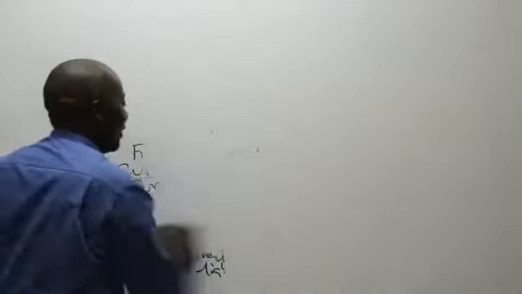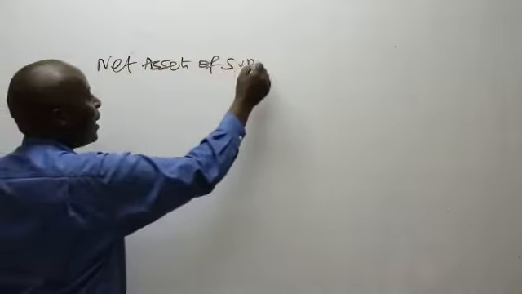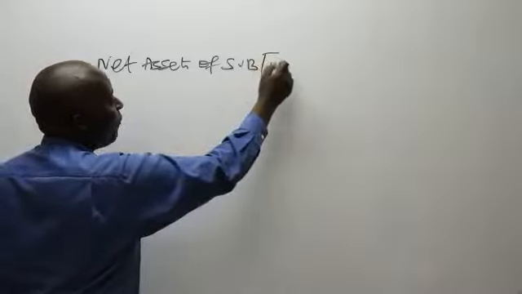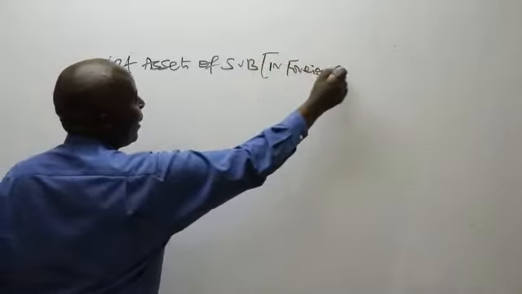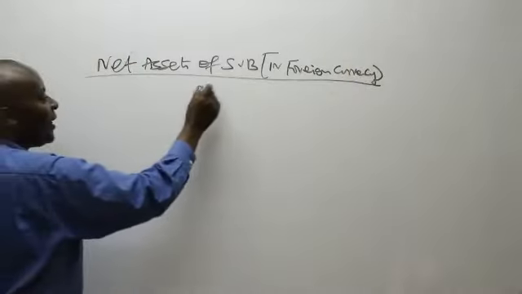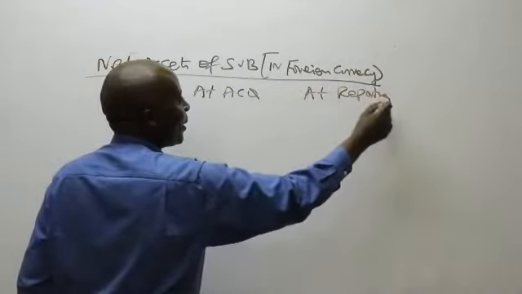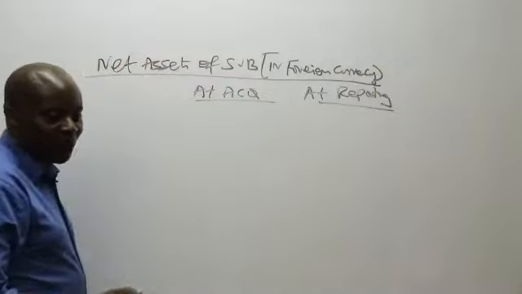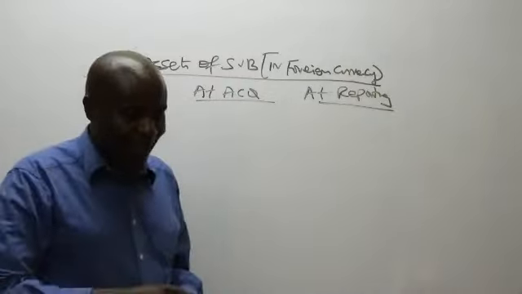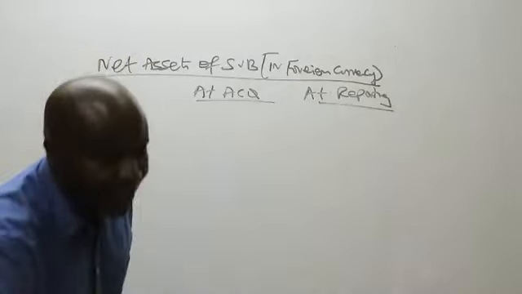So to finish the balance sheet, we start with the net assets of the subsidiary. Write net assets of the subsidiary now. These must be given in foreign currency. Remember, net assets is at acquisition and at reporting. It's net assets at acquisition and net assets at reporting.